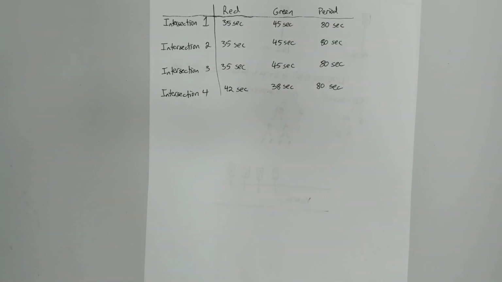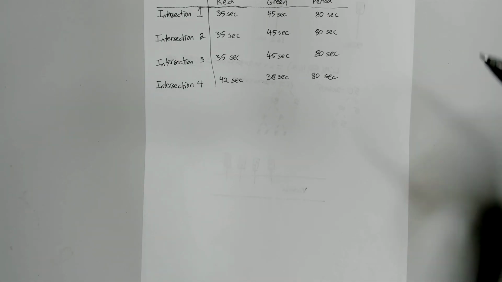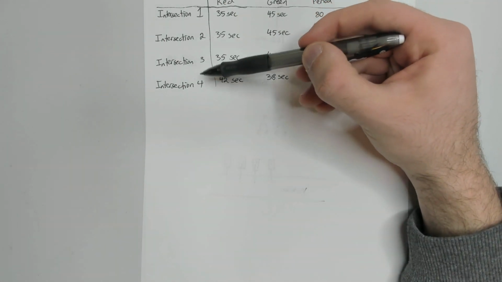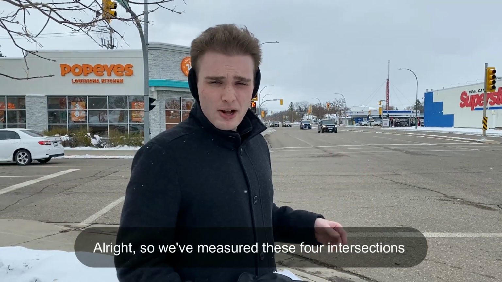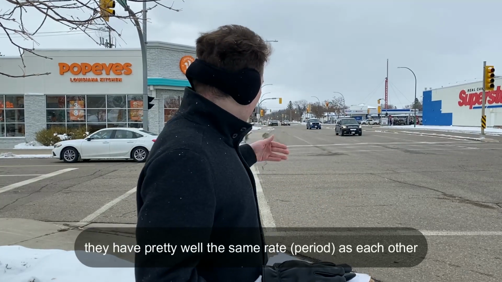So I was thinking, okay, so we can't really use lowest common multiples to analyze this. So the next thing we did was we went out and measured how far apart are these intersections actually turning green. Alright, so we've measured these 4 intersections. They have pretty well the same rate as each other.